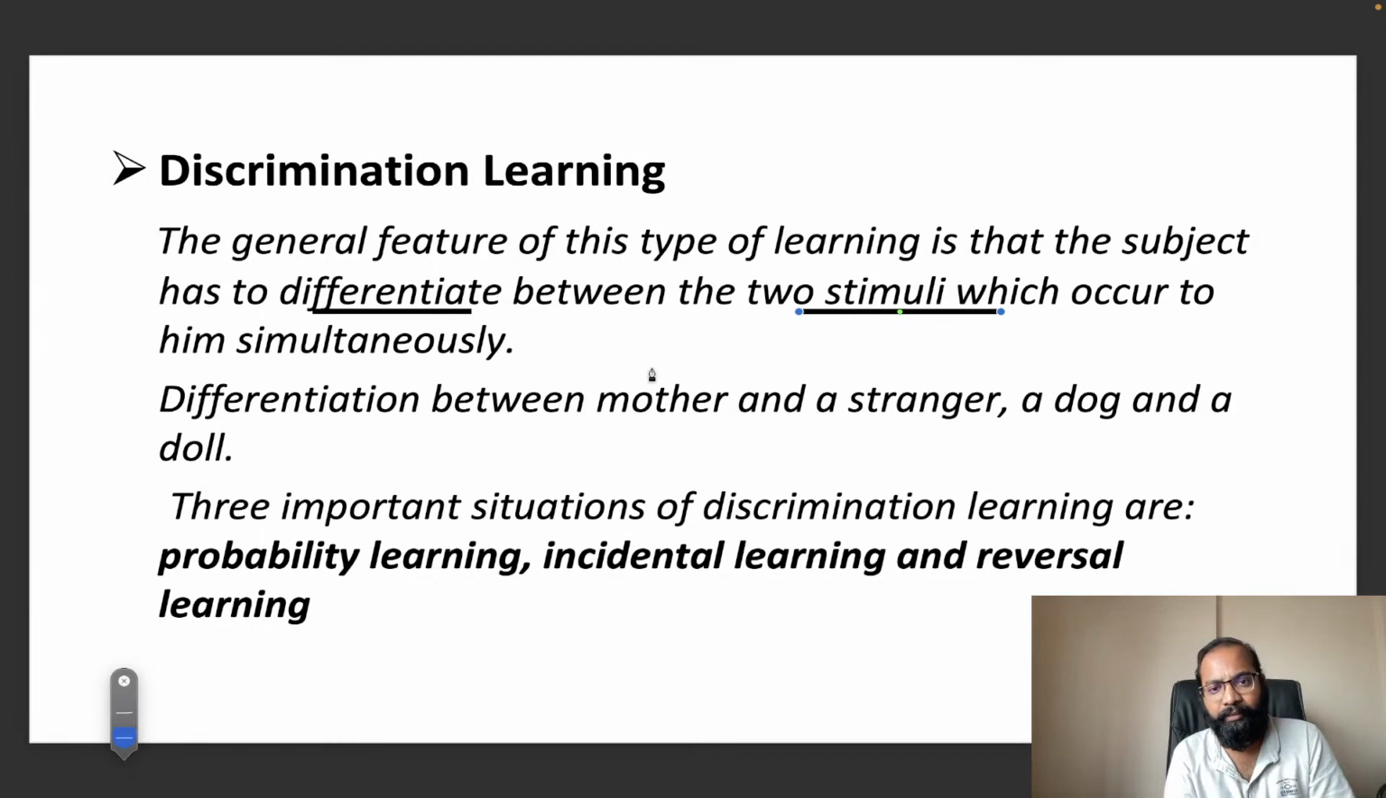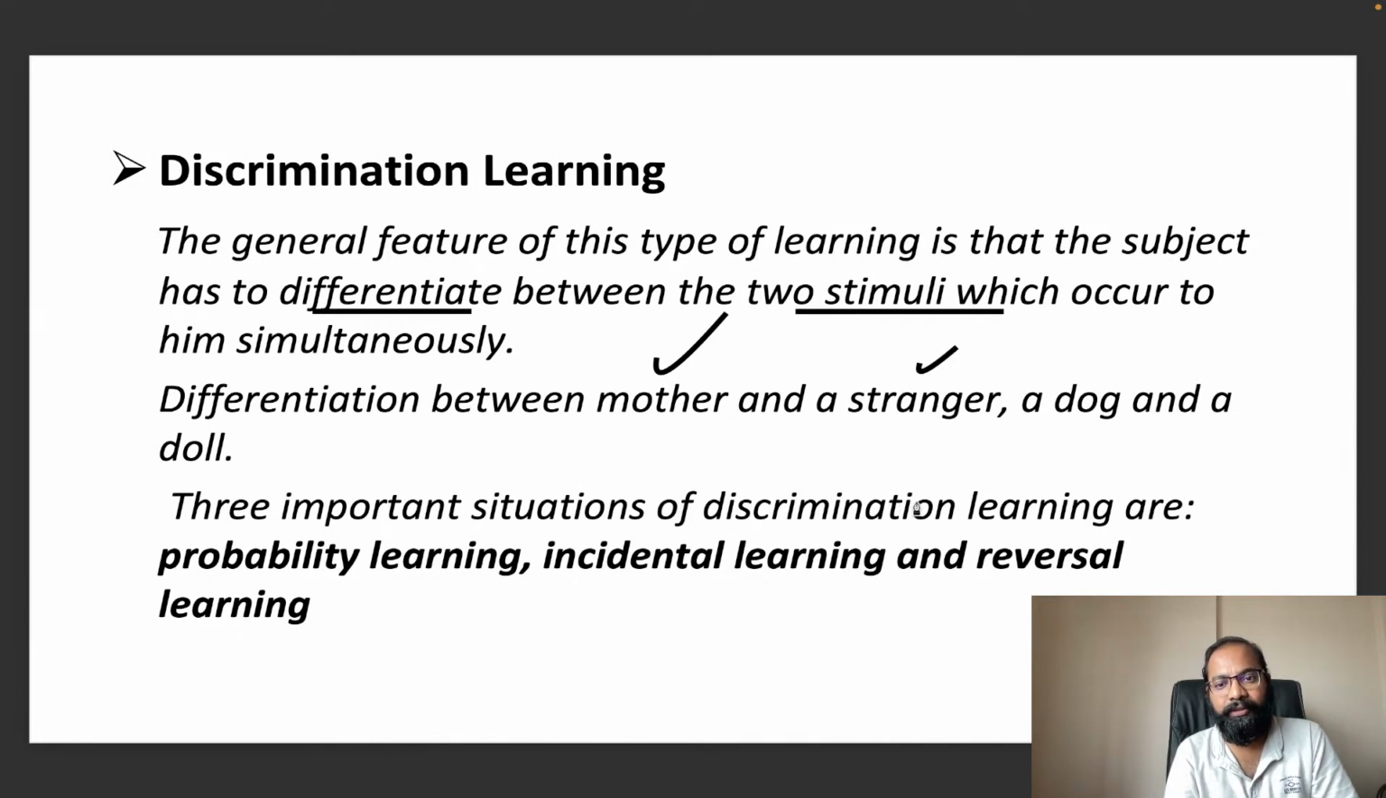Another example is differentiation between the mother and the stranger. From childhood itself, if the mother holds us, we keep calm, and if a stranger holds us, we scream. So from childhood itself, we start this type of discrimination learning. And differentiating between a dog and a doll of a dog, right?